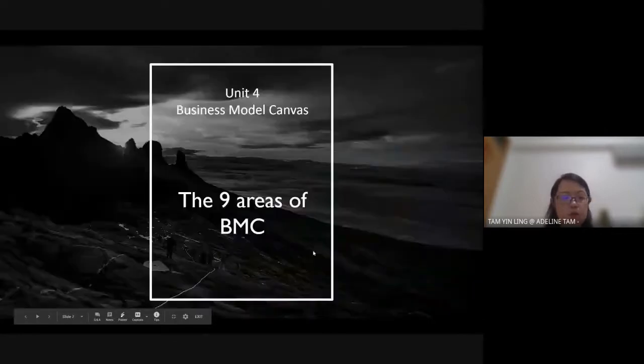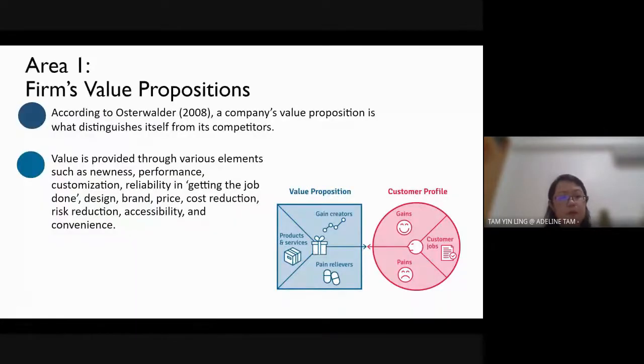All right, so we look at area 1, the most important area. This is the area in the center, the most important, value proposition. So value proposition is what differentiates you from your competitors. In another word, I will ask you a question: what makes you better than your competitors?